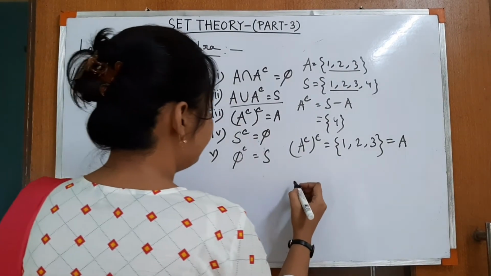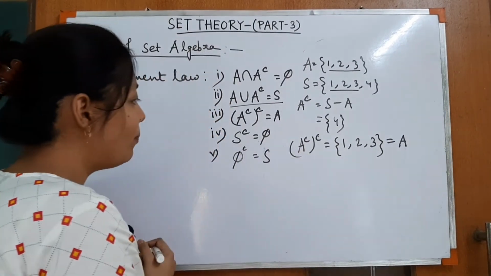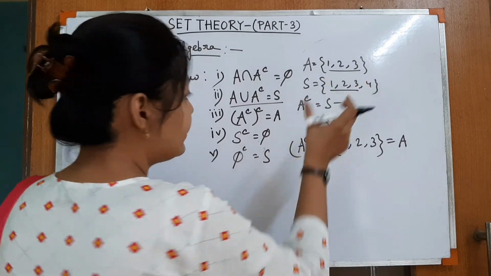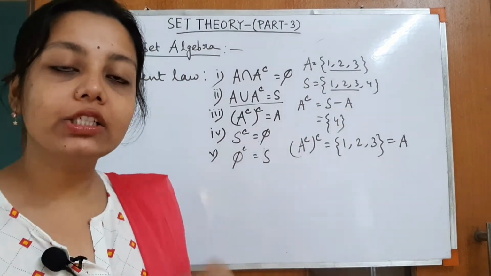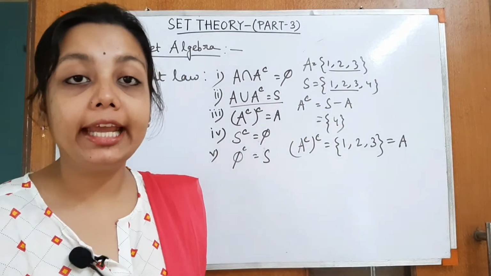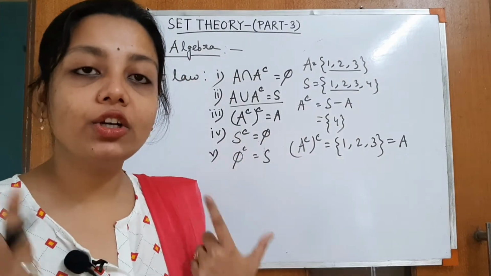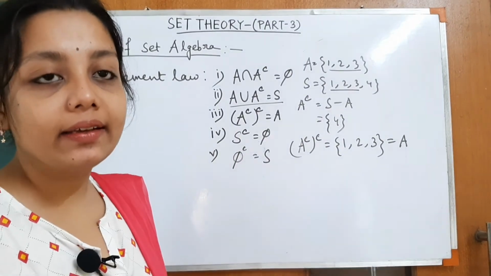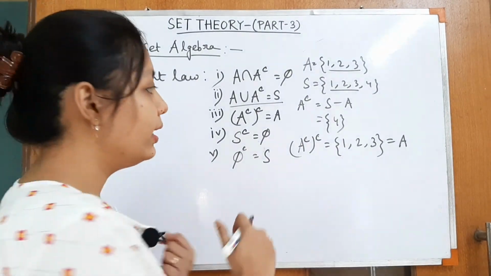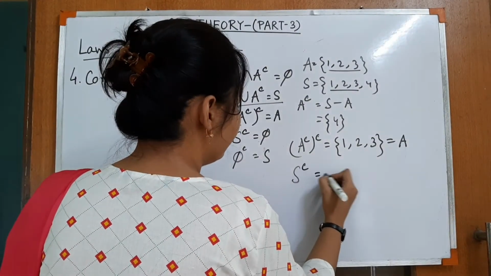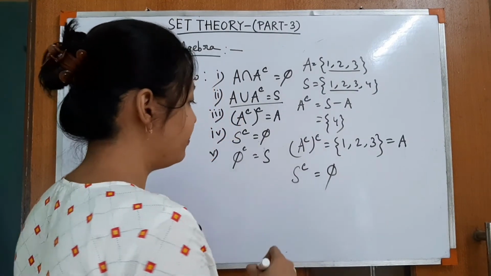Okay. Next is S complement. S contains all the elements, and S complement does not contain any element. A set which does not contain any element is called a null set or void set. Therefore S complement is equal to phi.